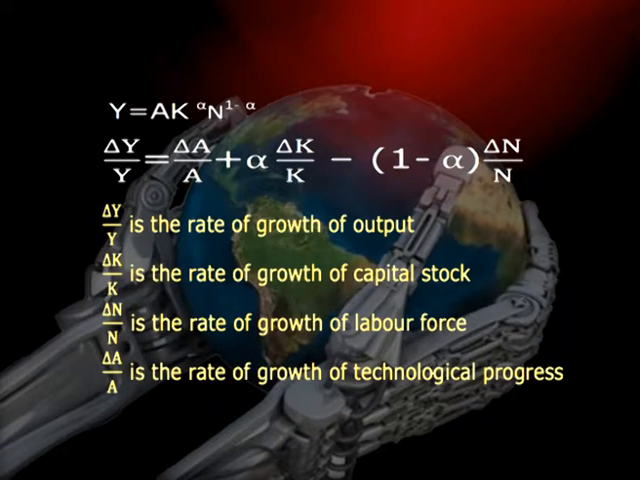In this equation, delta y upon y is the rate of growth of output, delta k upon k is the rate of growth of capital stock, delta n upon n is the rate of growth of labor force, and delta A upon A is the rate of growth of technological progress.